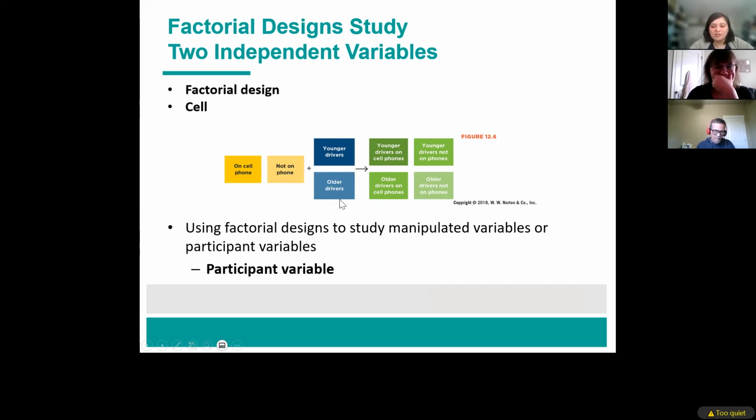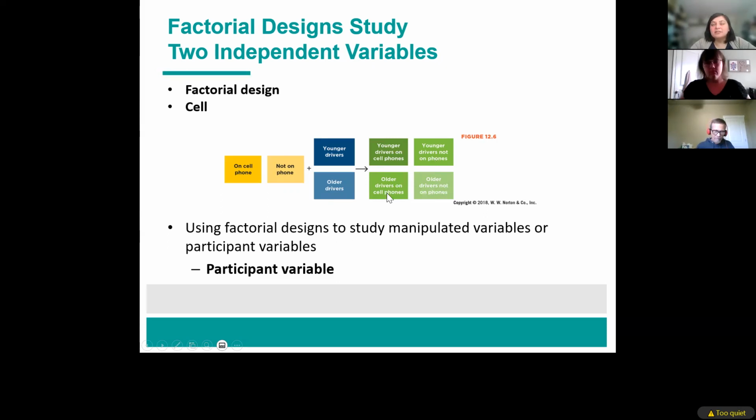And now because you have 2 factors, you multiply them so that you can get how many cells you will need. So for instance, here, you will need younger drivers that are on cell phones, younger drivers who are not on cell phones, older drivers on cell phones, and older drivers not on cell phones. So for Haley's study, she's doing people that identify as women, people that identify as men, younger people, older people. So she'll need to have women that are younger, women that are older, men that are younger, and men that are older.